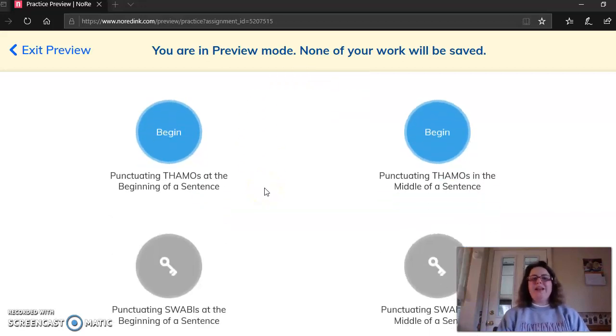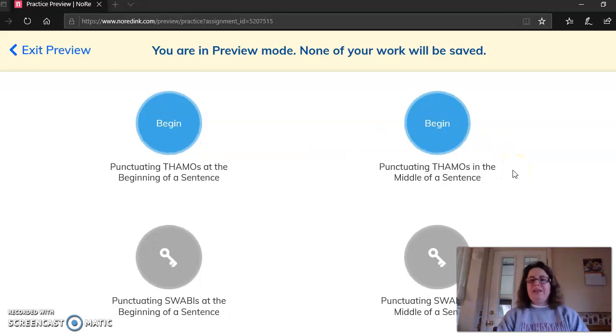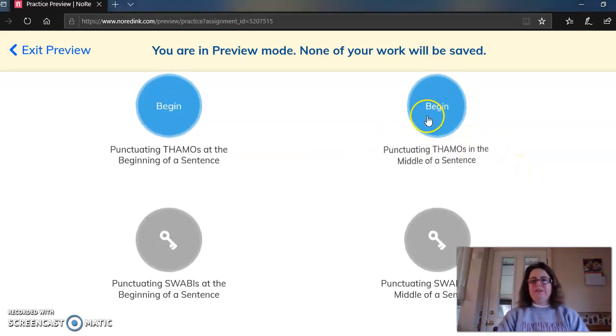Now the next one, punctuating themos at the beginning of a sentence. When you have themos, like therefore, however, as a result, also, meanwhile, on the other hand, you will put a comma after it. Now we're going to get a little bit trickier. These get more difficult, so I'm going to show you this. Punctuating themos in the middle of a sentence.